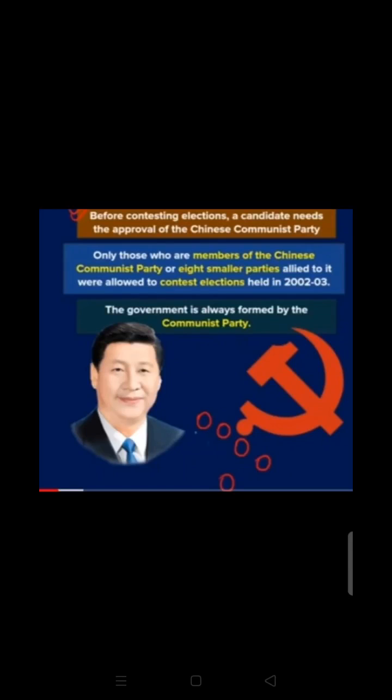Before contesting an election, a candidate needs approval from the Chinese Communist Party. Only those who are members of the Chinese Communist Party or the 8 smaller parties allied to it were allowed to contest the elections held in 2002 and 2003. The government is always formed by the Communist Party. It means we can't say there is a system of free and fair electoral competition, because those elected as president and members of the council of ministers have to be members of the Chinese Communist Party. This will be clearer with another example, Mexico.